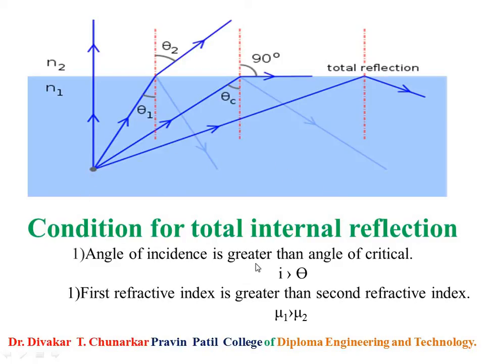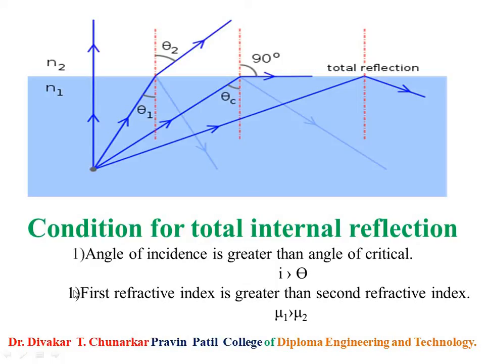And now the conditions of total internal reflection. Number one, the angle of incidence is greater than the critical angle. So that is i greater than theta c, where theta c is the critical angle. Then the first refractive index is greater than the second refractive index. So mu1 is greater than mu2.